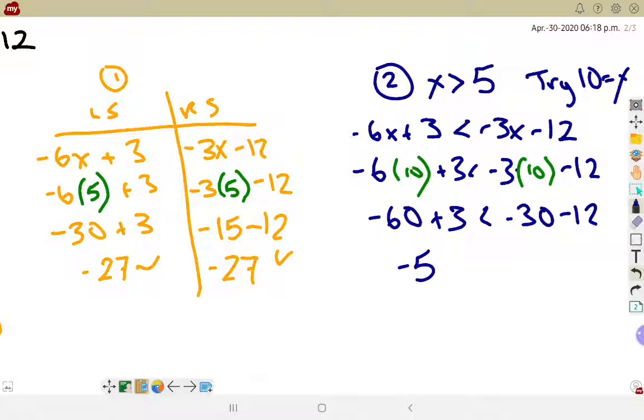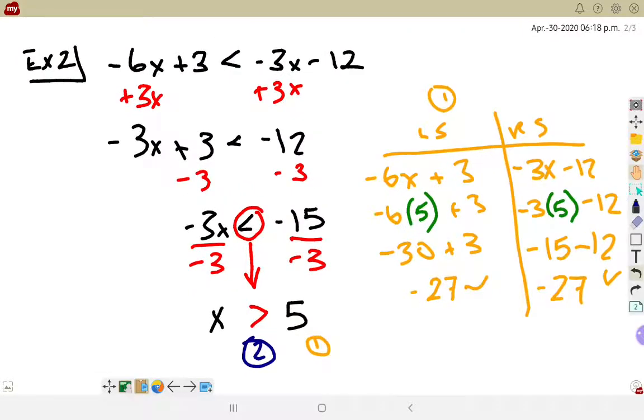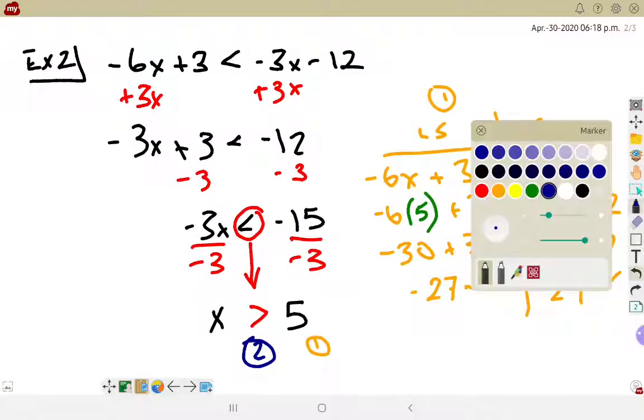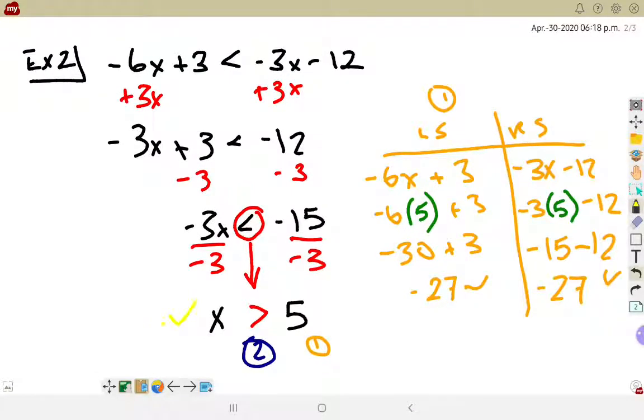This gives us negative 57 is less than negative 42. And again, that's a true statement. So that's good because that statement is true. It means that this inequality here is in fact the solution to the original inequality.